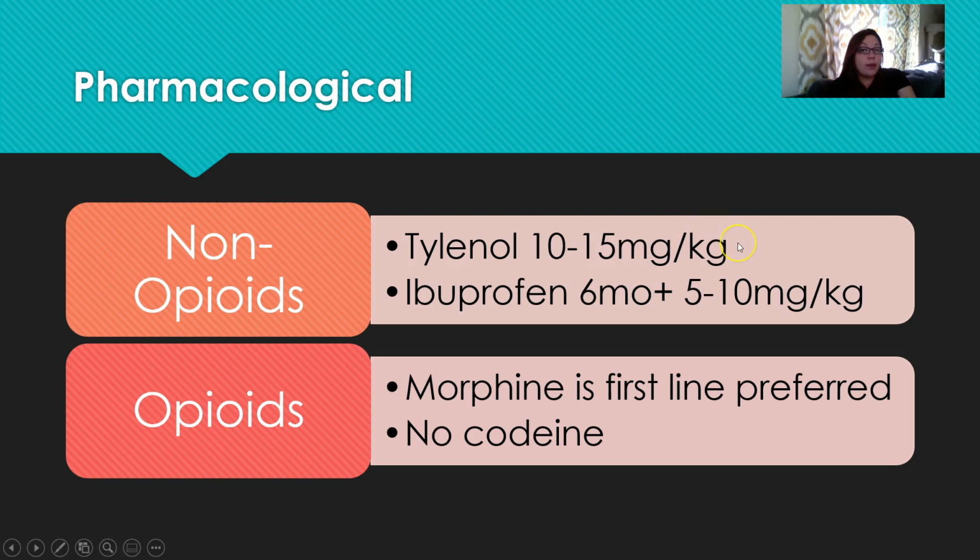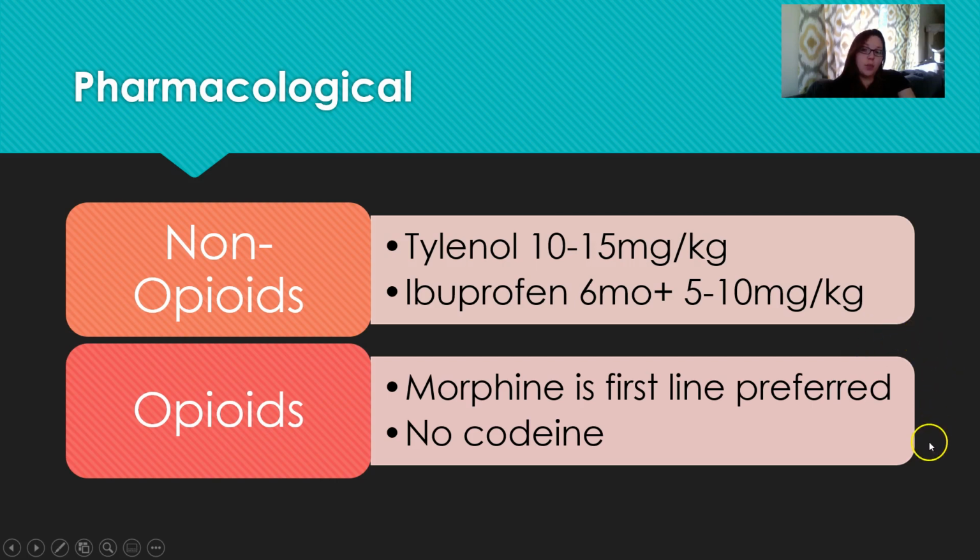It's weight-based, truly, even though you can look at the box and it tells you how many teaspoons, whatever. That's still weight-based. It's just not being calculated. So you've got 10 to 15 mg per kg for Tylenol and 5 to 10 mg per kg for ibuprofen. And if any of you actually do become pediatric nurses, you will get asked this question so much. How much Tylenol should I be giving my kiddo? How much ibuprofen should I be giving my kiddo? So that's something to tuck away in your pocket.